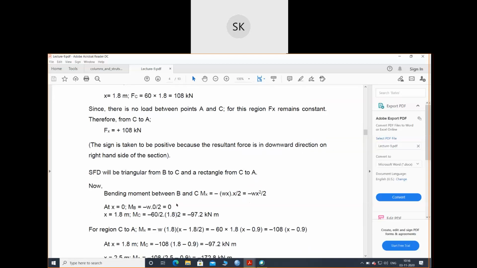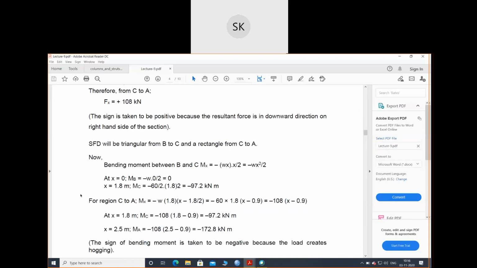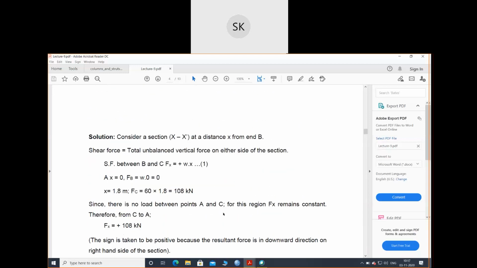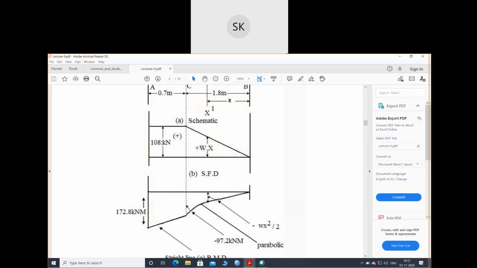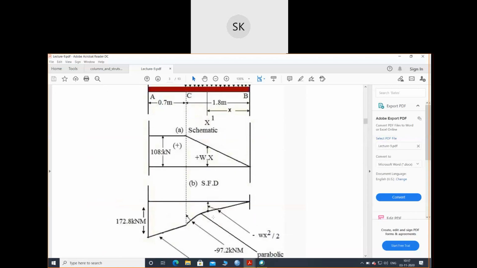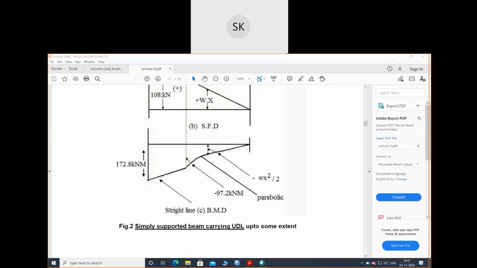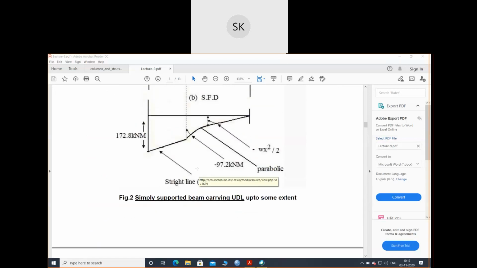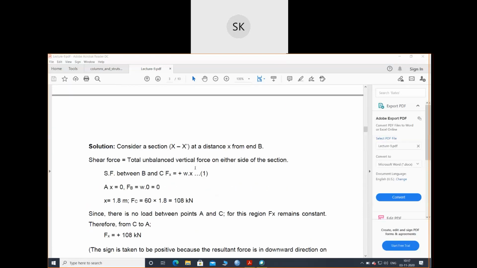Place the boundary condition, we will get the values. Now from C to A, it will be W into 1.8 into x minus 1.8 by 2. Place the boundary condition, you will get the bending moment diagram. The bending moment diagram for this condition is this one. I'll share the PDF, so please go through this equation. I already shared it yesterday, so please go through these PDFs.